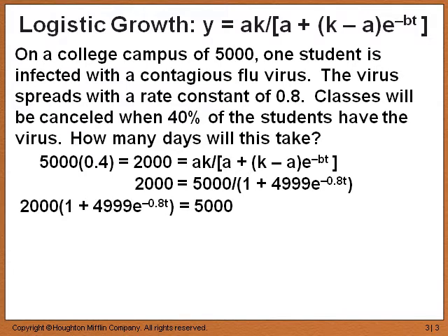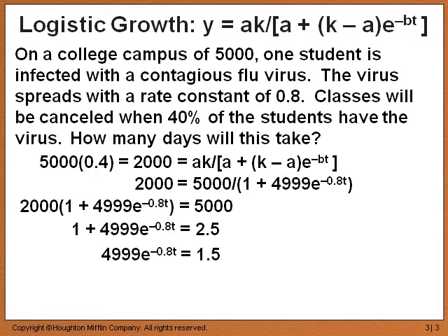So first I multiply both sides by 1 plus 4999e to the negative 0.8t. Then I divide both sides by 2000. Then I subtract 1 from each side. And then I can calculate t equals 10.14 days. And of course, I didn't go through all the steps for that because by now you're pretty familiar with how to do it, taking the ln of both sides, etc.